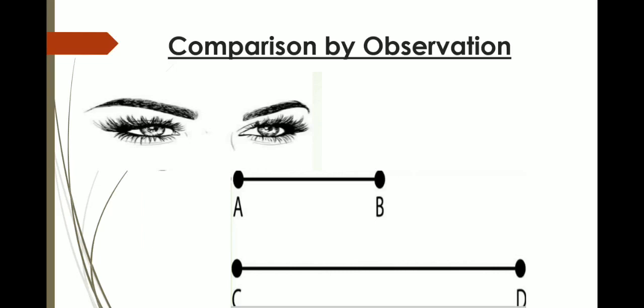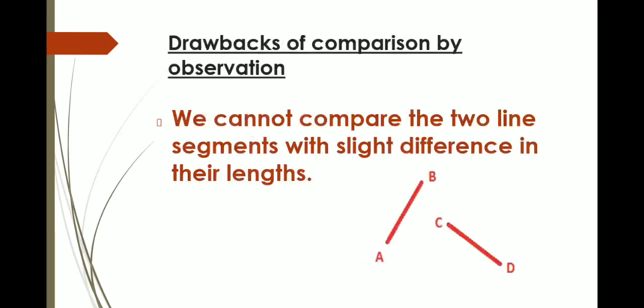Comparison by observation. We can identify the bigger line segment merely by looking at it. So we can easily find that line segment CD is longer than line segment AB. Drawbacks of comparison by observation. We cannot compare two line segments with a slight difference in their lengths.